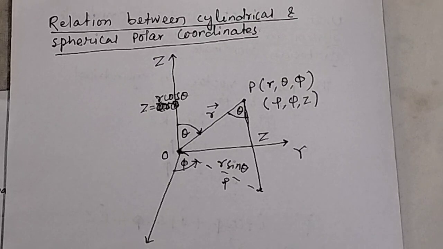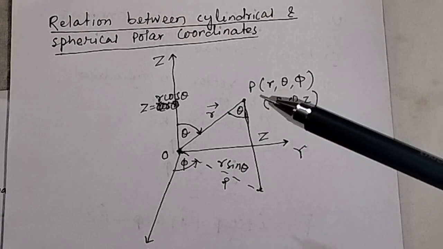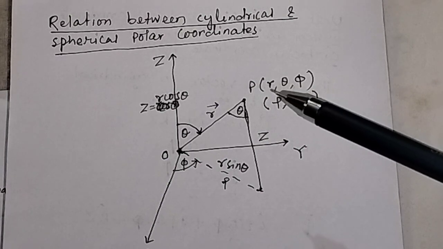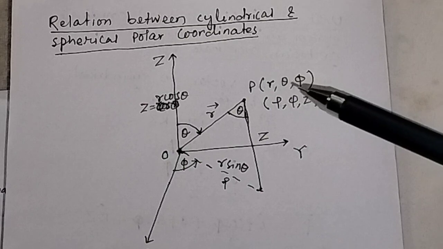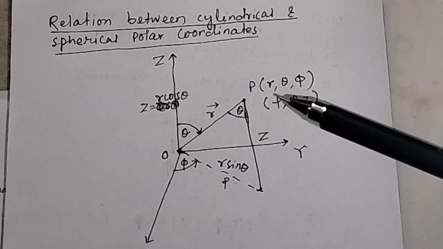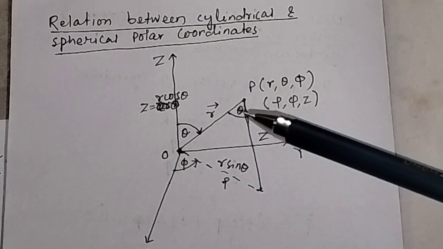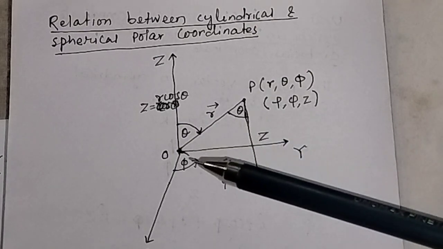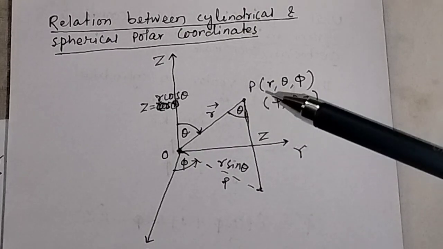What is the relation between cylindrical coordinate and spherical polar coordinate? Consider a point P. The coordinate of point P in spherical polar coordinate is r, theta, phi. Here r is called the radial distance. This is your radial vector, and its magnitude is called the radial distance.